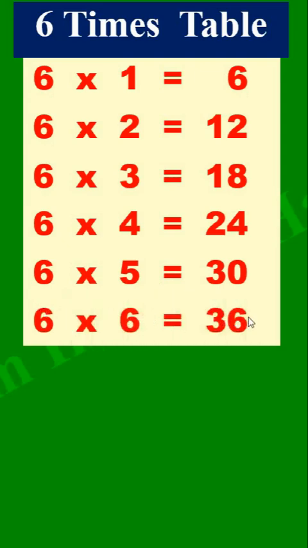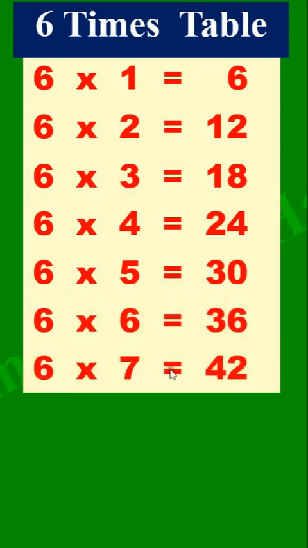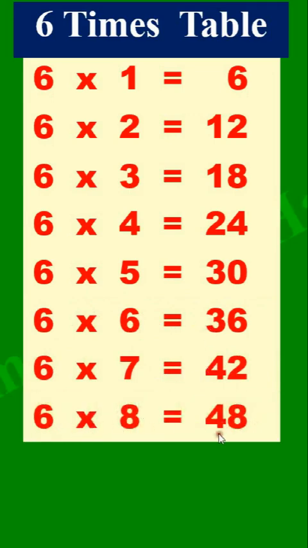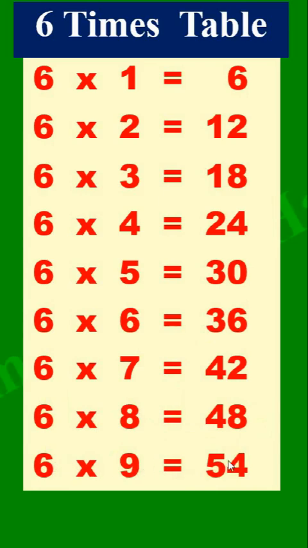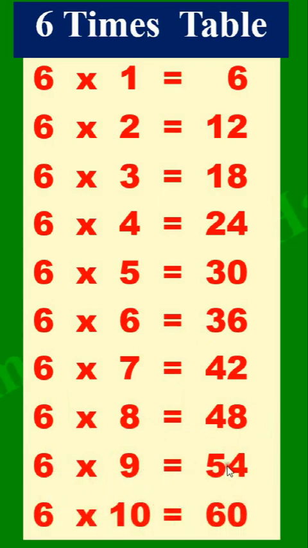6 times 6 is equal to 36. 6 times 7 is equal to 42. 6 times 8 is equal to 48. 6 times 9 is equal to 54. 6 times 10 is equal to 60.